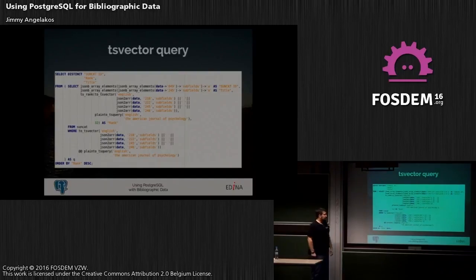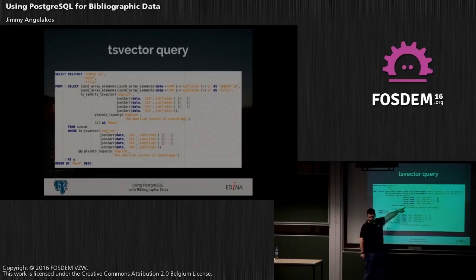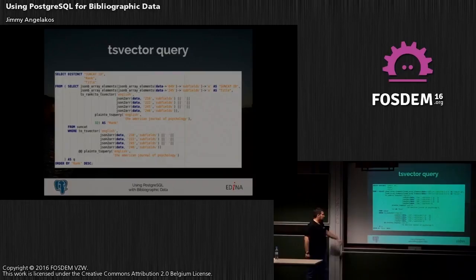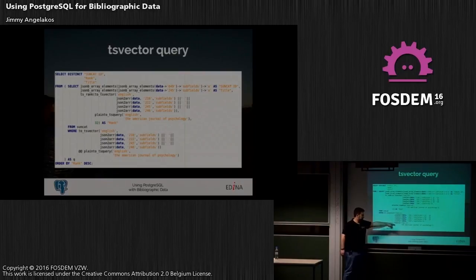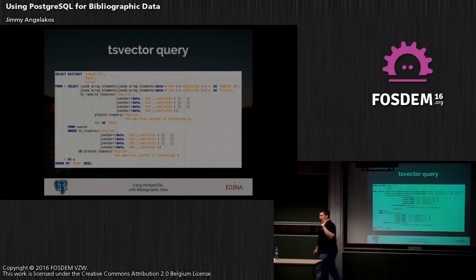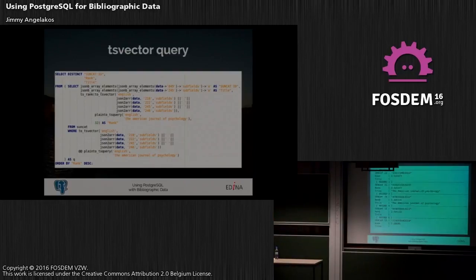TS rank is a function which returns only the things that you're searching for, which in this case, by using plainto_tsquery, we just enter a string to search for. And this string has to be in the English language so that we can use the same stemming rules. And it says the American Journal of Psychology. So, our condition is to search for the string, the American Journal of Psychology, and we want an extra column called rank, which shows us how similar it was to what we searched for.